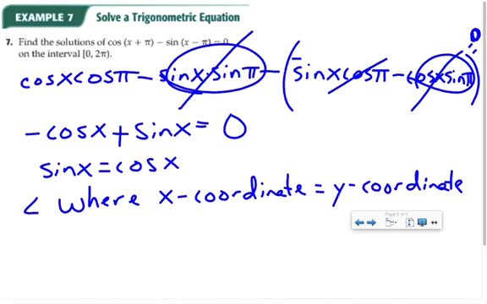Get your reference sheet. Where do we see that? We see that at pi over 4, and we see that at 5 pi over 4. And since they were asking for the solutions on that interval, that's just our answer. X equals pi over 4 or 5 pi over 4.